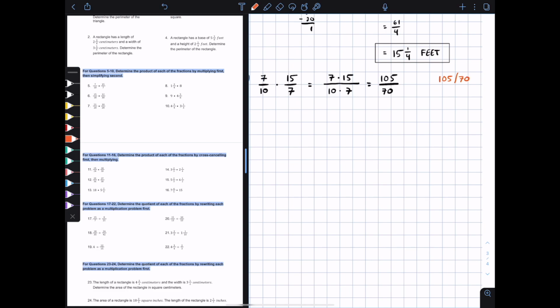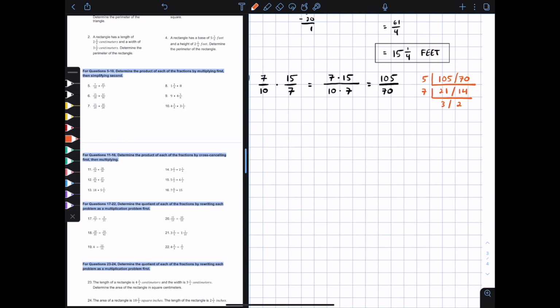So 105 divided by 70. What common factors can we think of? A lot of people think of 5 first here by divisibility rules. Then when you do that, I think this is going to be 21. And then 5 goes into 70 14 times. And then you can look at these two numbers and say, okay, I think 7 is a common factor. That would be 3, and then that would be 2.